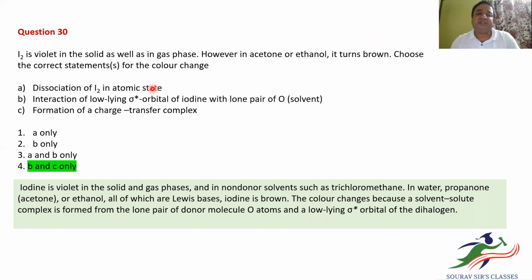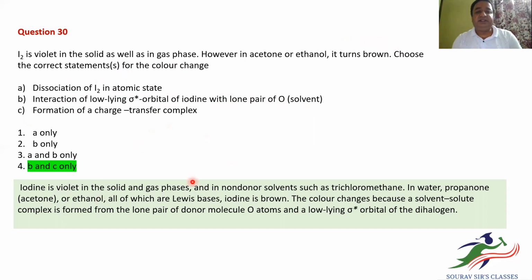Dissociation of I2 into atomic state. Interaction of low-lying sigma star orbital of iodine with the lone pair of O of the solvent. Formation of a charge transfer complex. All right. I've already mentioned that B and C are the answers. Why it is so, I'm going to explain.